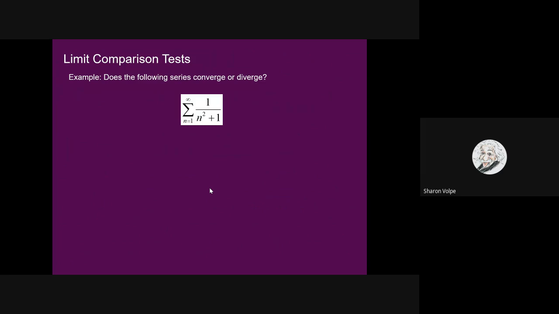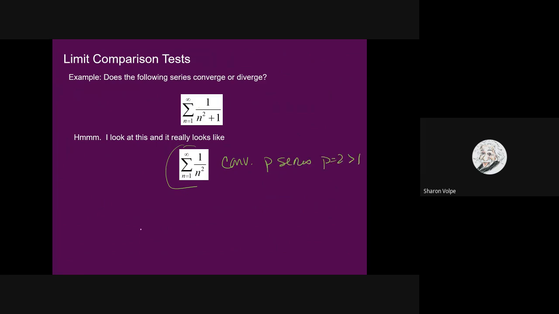Okay, limit comparison test. There's three different tests. Technically, I think there's 2, and I'm going to show you what I mean. There are so many ways to do this problem, but we're going to do what they want us to do. I really think this looks like 1 over n squared, right? And that's what I'm thinking in my head. I don't write that down. But I might write down convergent p series, p equals 2 greater than 1.